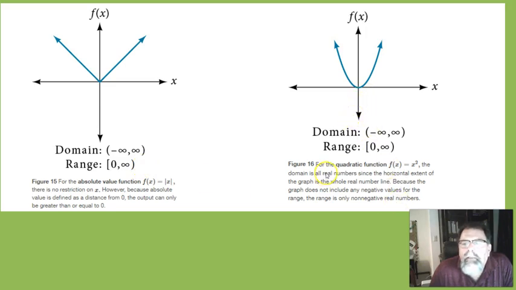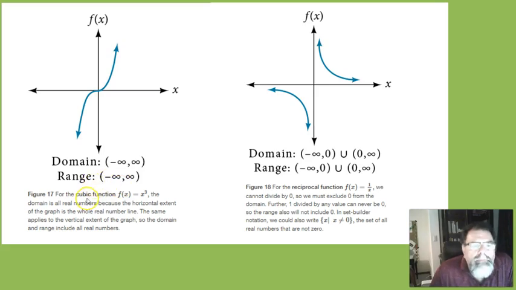All right, and then a quadratic function, or we said a square function. The graph's a parabola, and the domain is all real numbers, and the range is from 0 to infinity, just like the absolute value one. Okay, so those are the same, domain and range, even though they look different. They have the same domain and range.